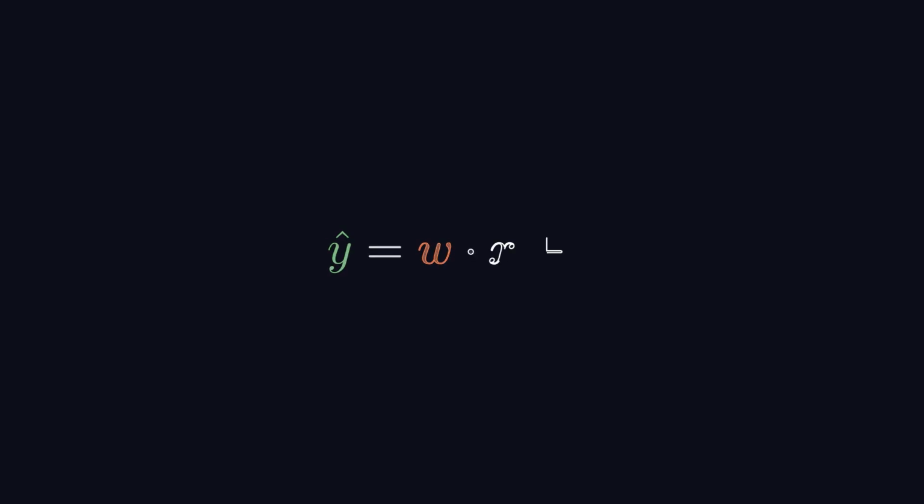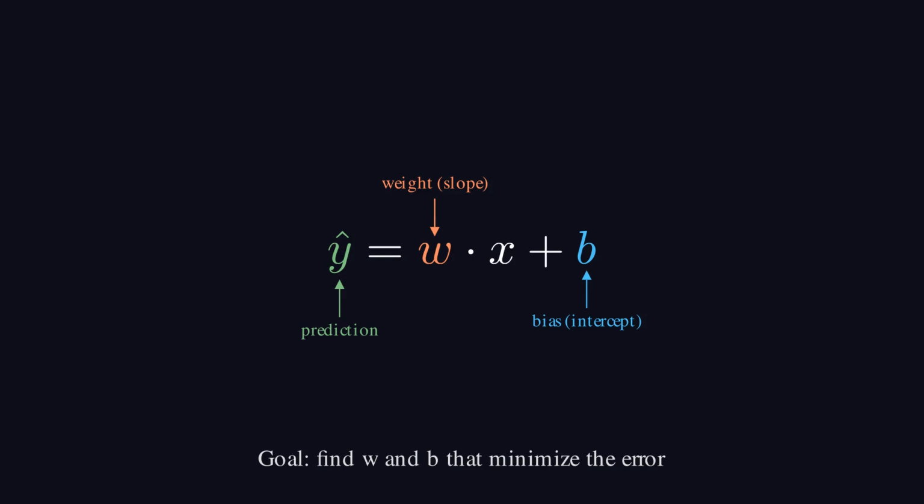Any straight line can be written as y hat equals w times x plus b. W is the slope, the weight. How much does the price change when the size increases by 1 unit? B is the y-intercept, the bias, the baseline price when size is 0. So our job is simple. Find the values of w and b that make this line fit the data best. But how do we measure fit? That's where the magic happens.